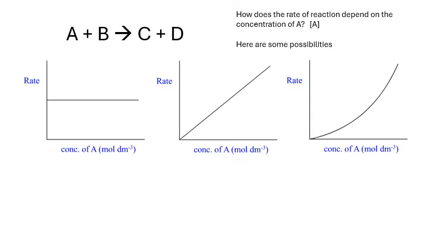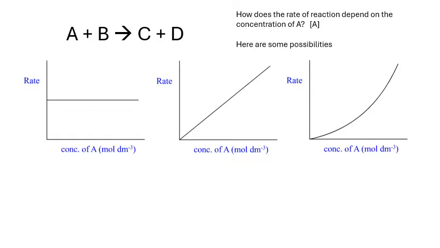So we've got a reaction. A plus B goes to C plus D. So my reactants are A and B, my products are C and D. Now, how does the rate of reaction depend on the concentration of A? For the concentration of A, we put it in these square brackets. When we see that, that means the concentration of A, where A might be sodium carbonate or calcium chloride or whatever.